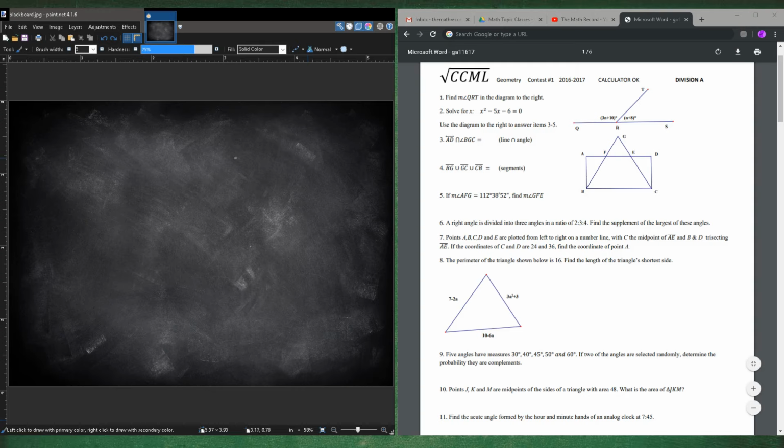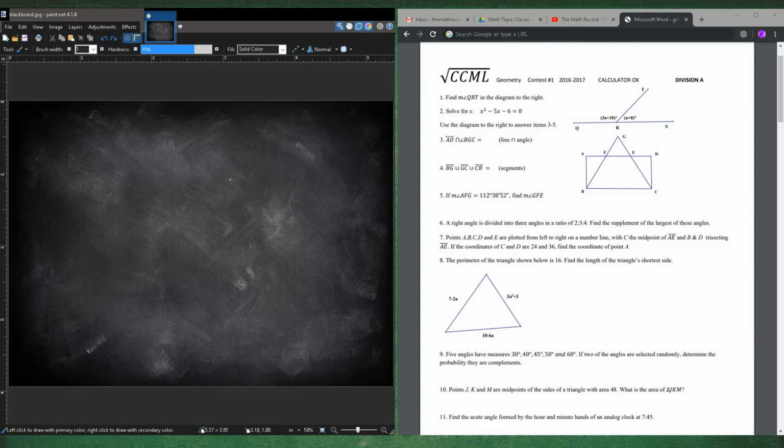Welcome to the Math Record. Today we'll be covering the CCML Geometry Division A Contest 1, year 2016-2017. This will be calculator okay, so you'll be able to use your calculator, obviously. Anyways, let's begin. Find angle QRT in the diagram to the right.